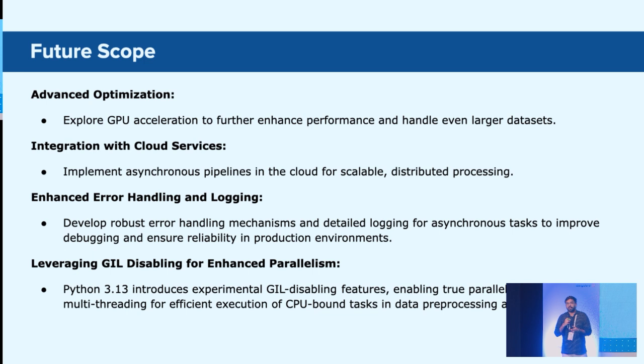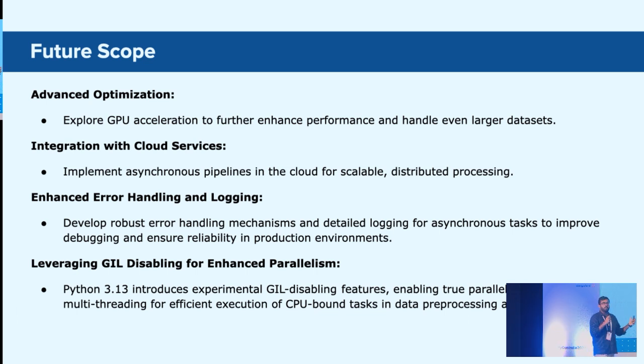Enhanced error handling and logging. So in this current code, the error handling is not that robust. You can maybe fork my repo and add more robust error handling and logging code. And leveraging GIL disabling for enhanced parallelism. So I would like to highlight this point.